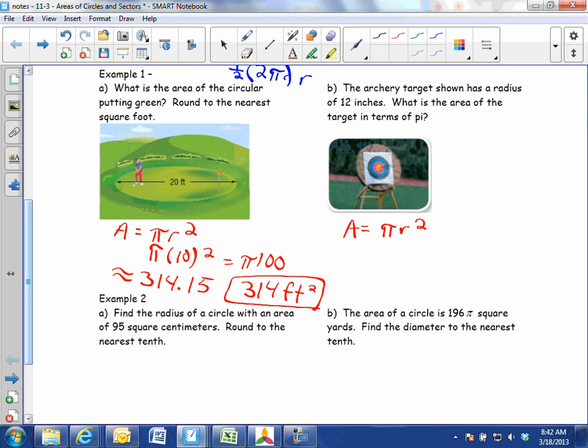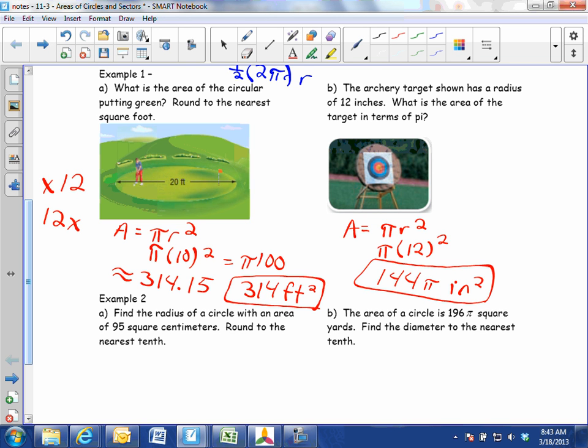What's our radius? It's 12. So area would equal pi times 12 squared. What's 12 squared? 144. So 144 pi. Does pi go in the front or the back? I always put it in the back. Yep, inches squared. We treat pi as if it was an x. Like I can have x times 12, but usually we write it as 12 times x. We always put pi at the end.